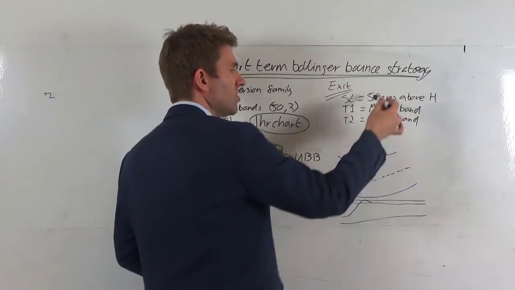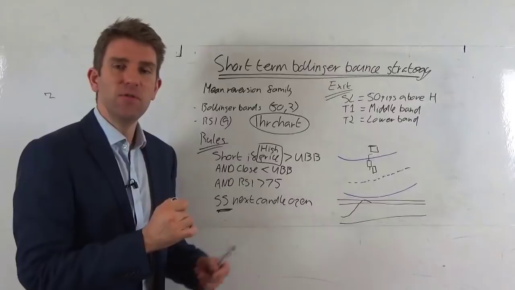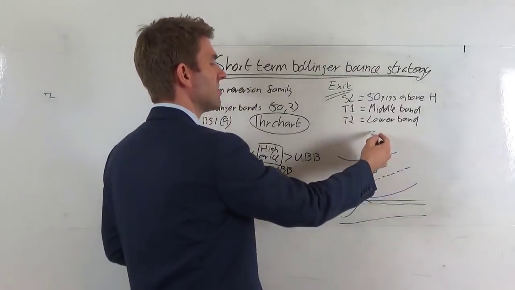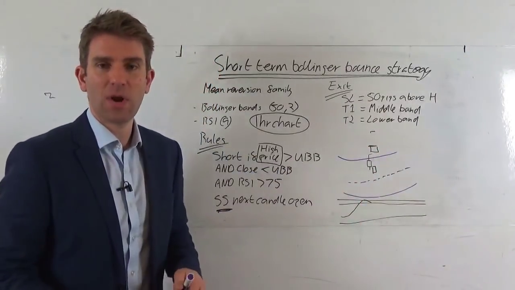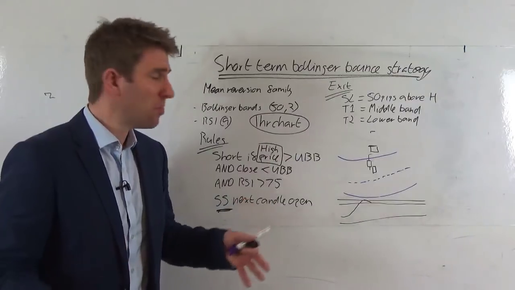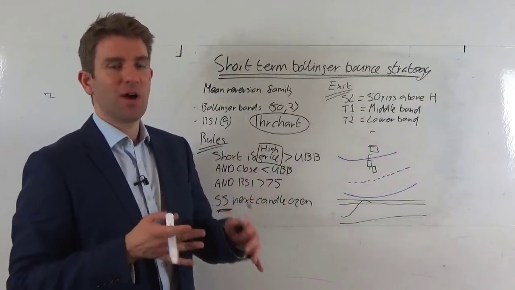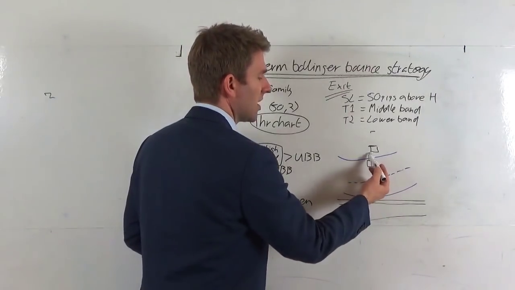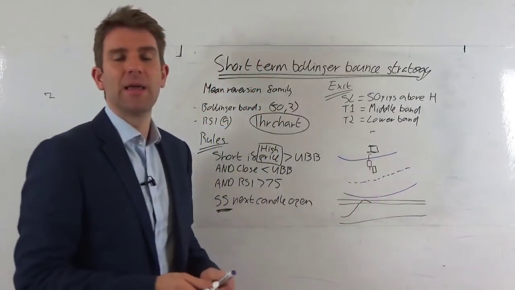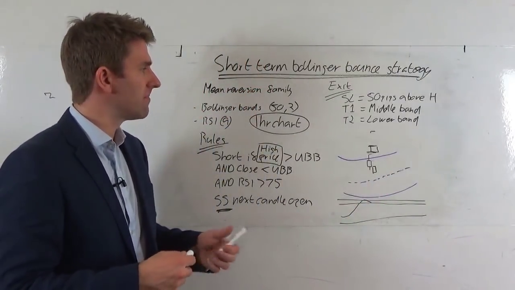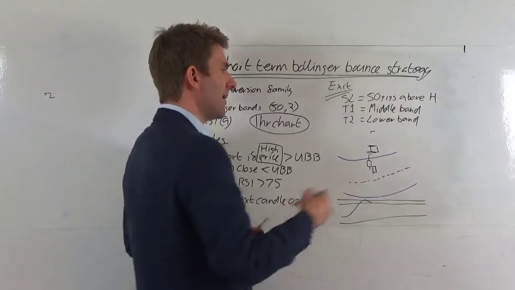Now, adjust this as you see fit. If you think 50 pips is ridiculous, it's up here because the average range of a 1-hour bar is smaller, then by all means, tighten it up. The point is you just don't want it going back above that top high, and give yourself a little bit of room for noise.